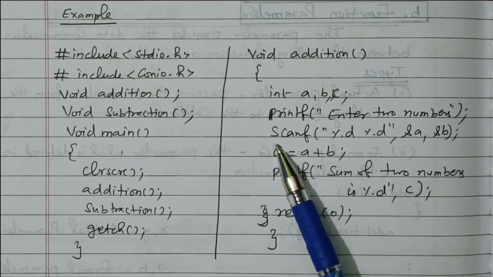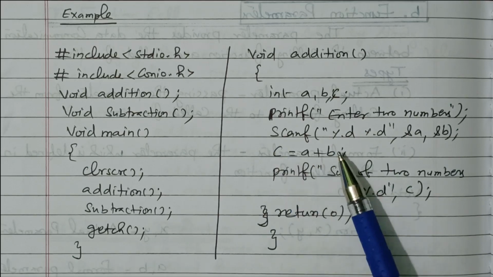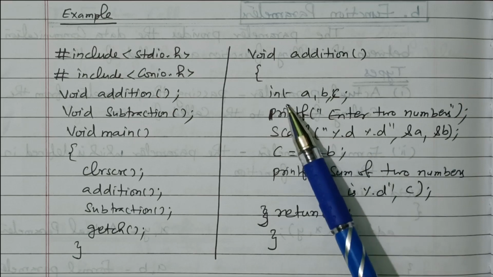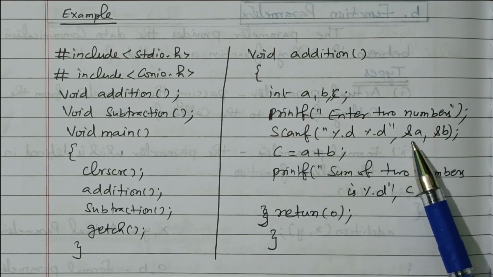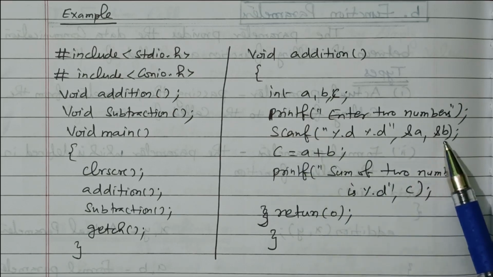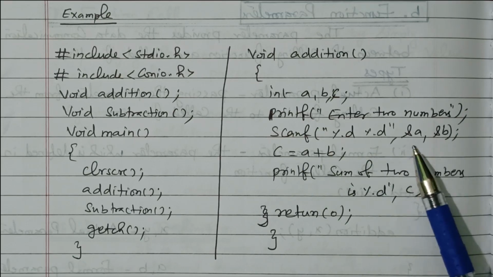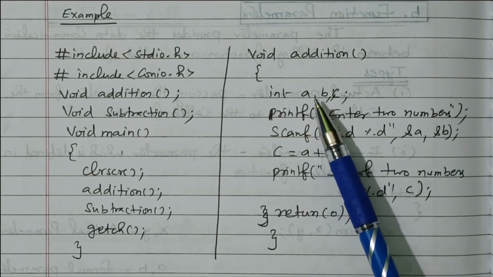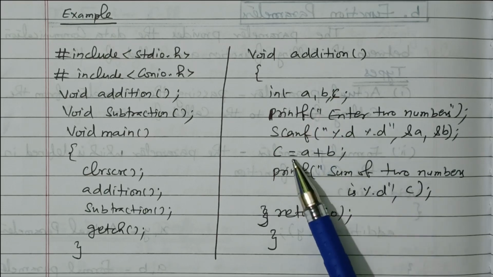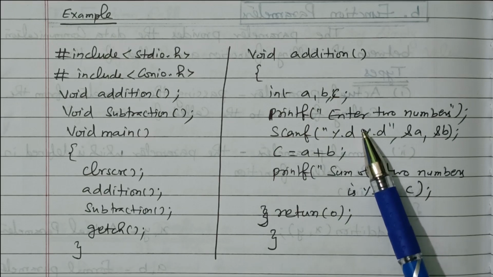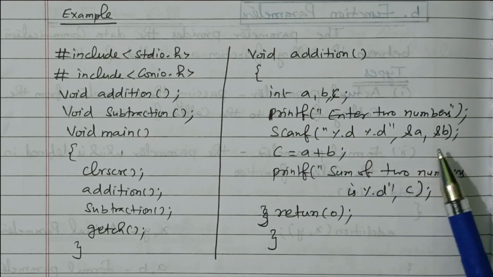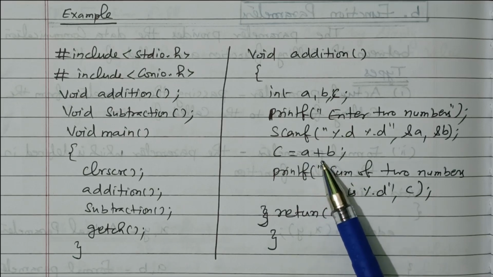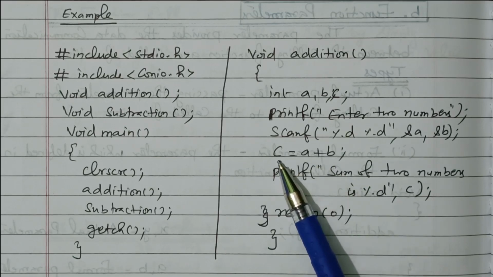Using the scanf statement, we scan these two values: %d, &a and &b. %d refers to integer, and &a means the address of a, and the address of b. The values will be stored at the addresses of a and b. Then we have one more variable, not two, sorry: a, b and c. So a and b are entered by the user and stored in the a and b variables. c equal to a plus b.